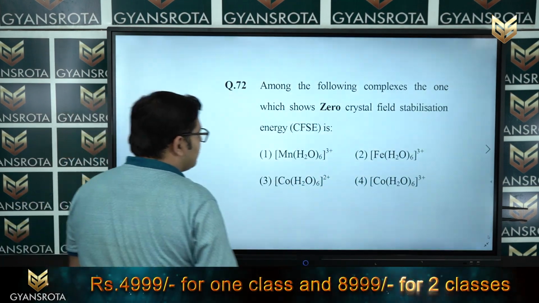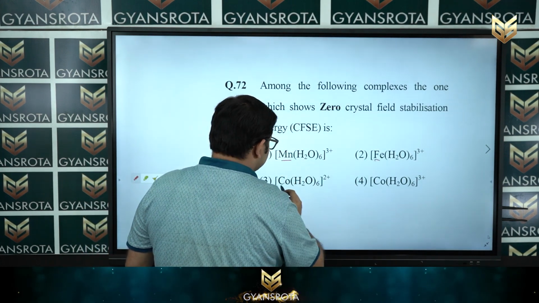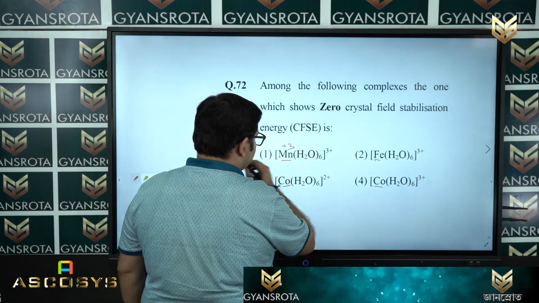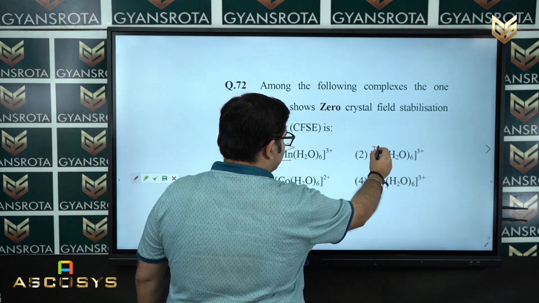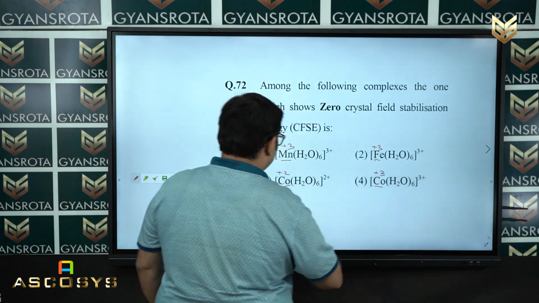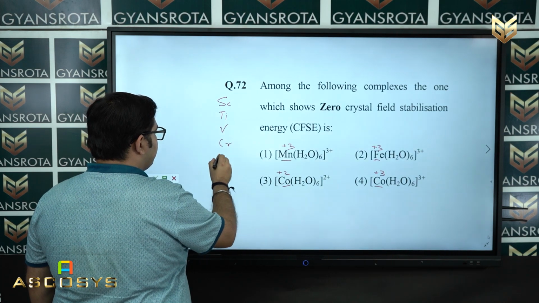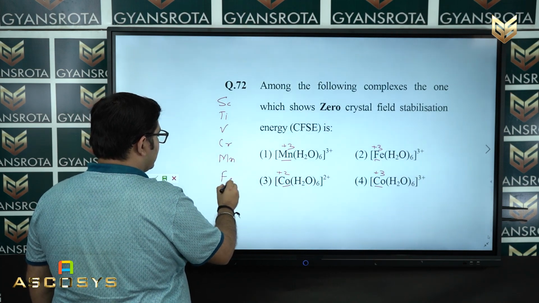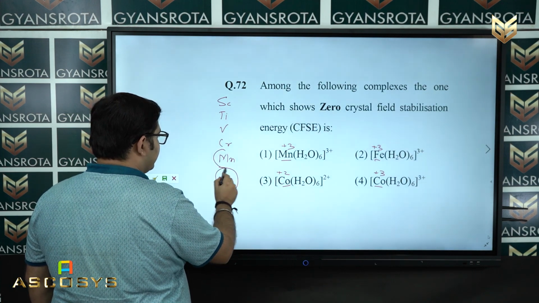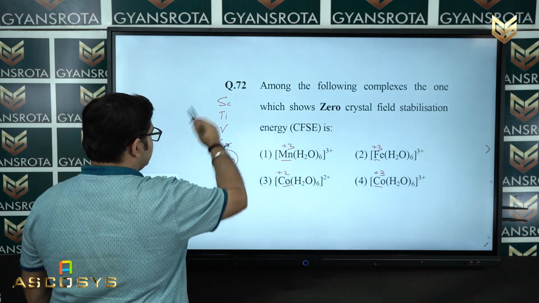First let us find out the oxidation state of those d block elements. For manganese, it will be present in +3 state. For this one also in +3 state. For this one, present in +2 state. This one is present in +3 state. Now Sc, Ti, V, Cr, Mn, Fe, Co. So we need only Fe, Mn and Co. Sc, Ti, V, Cr, Mn, Fe, Co, Ni, Cu, Zn. These are the d block elements.